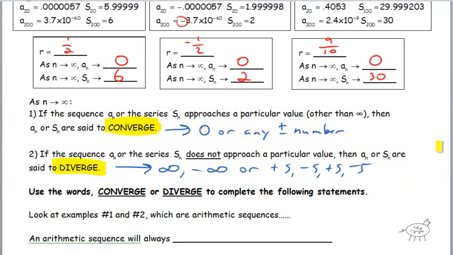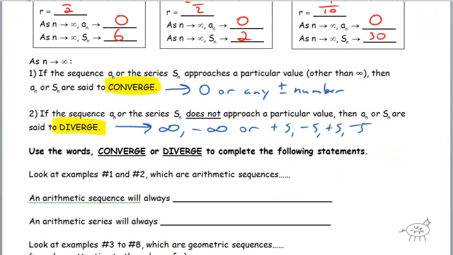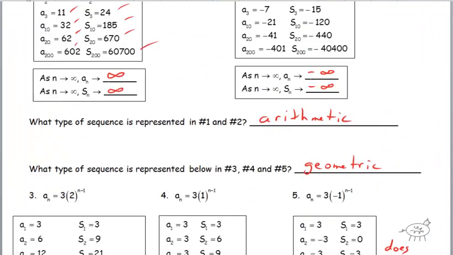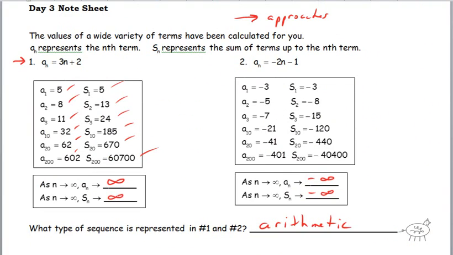So the next part says use the words converge or diverge to complete the following statements. Look at examples 1 and 2, which are arithmetic sequences. Okay. So then it tells you an arithmetic sequence and an arithmetic series. Well, let's go back here and look. The first ones were arithmetic number 1 and 2, arithmetic sequences and series. And you can see it's always going to diverge because they're either going to go to positive infinity or they're going to go to negative infinity. That's what happens because if I keep adding a number to it, it's going to get bigger and bigger and bigger. All right?